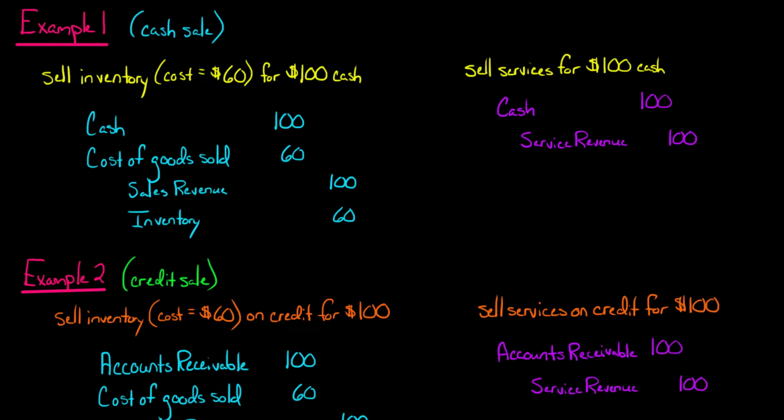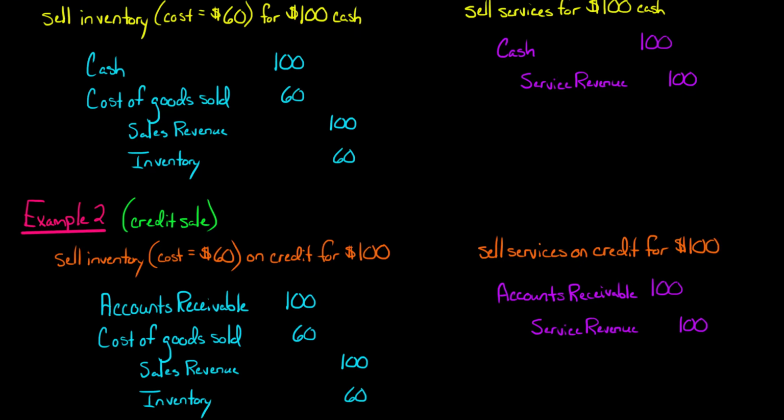It's a little more complicated when we have a credit sale. Okay, so we're going to discuss an example of a credit sale, but let's again say the company is selling inventory that had a historical cost of $60 and it's selling it for $100, but this time the company is not immediately receiving $100 cash. So now, instead of debiting cash for $100, the company is going to debit accounts receivable. But the journal entry is otherwise the same, right? We're going to debit cost of goods sold, we're going to credit sales revenue, and then credit inventory.